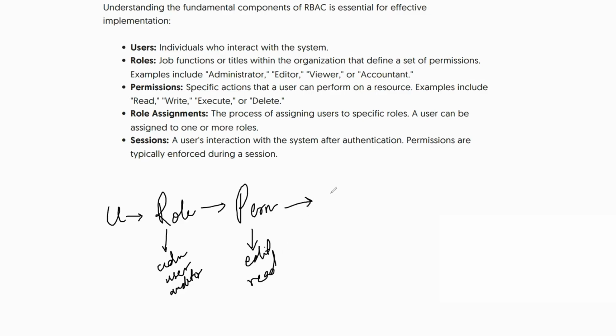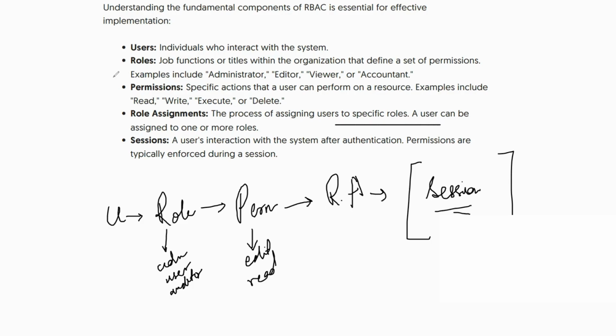Okay. Then there is something called role assignment. You are assigning that role. And then once all of that has happened, you have sessions that you have established. A session is established. Okay. So you have a user who has been granted a certain role, and the role has permissions, and that assignment, the process of assigning users to a specific role, is called role assignment. And then a session is set up, right, where the user can interact, and permissions are typically enforced during that session. Only when you log into that portal and get access will you be able to perform those functions of edit, read. Okay, those are the different components you should know.